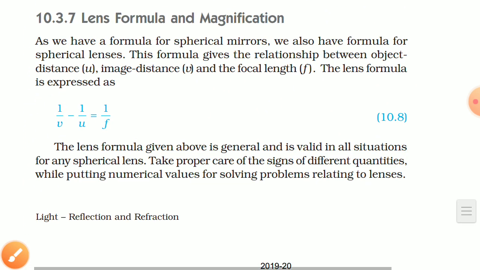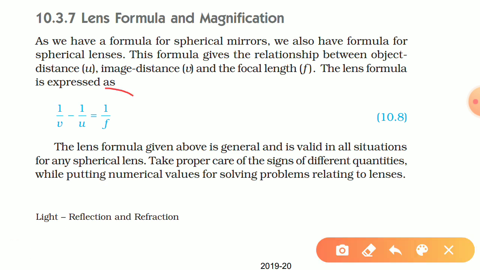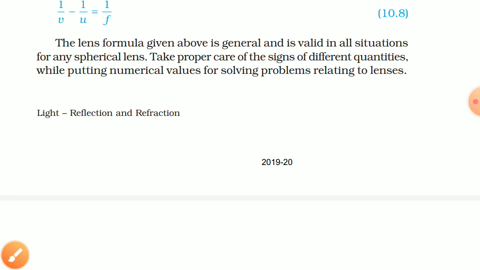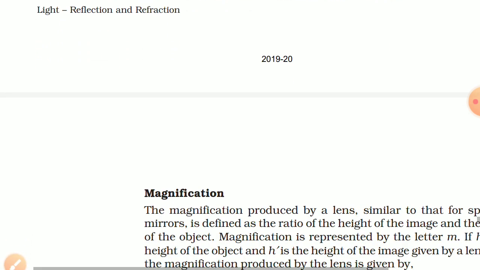Now lens formula and magnification. The formula 1 upon u plus 1 upon v is equal to 1 upon f is for mirror. Now for lens, the formula is 1 upon v minus 1 upon u is equal to 1 upon f. The lens formula given above is general and is valid in all situations for any spherical lens. Take proper care of the signs of different quantities while putting numerical values for solving problems relating to lenses.